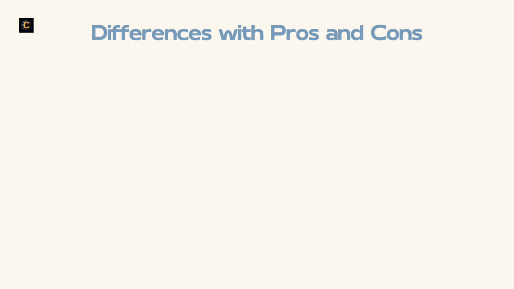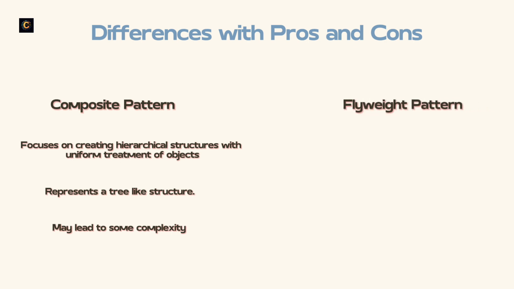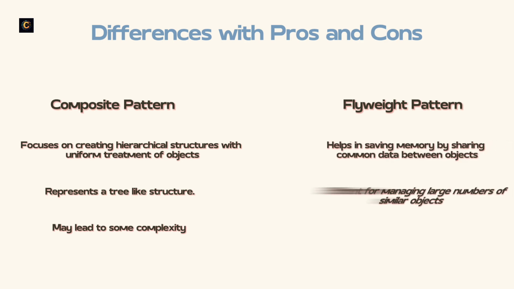Now, let's discuss the differences between these patterns and their pros and cons if possible. The composite pattern focuses on creating hierarchical structures with uniform treatment of objects. It is great for representing tree-like structure. The flaw is that it may lead to some complexity. On the other hand, the flyweight pattern helps in saving memory by sharing common data between the objects. It is efficient for managing large number of similar objects.